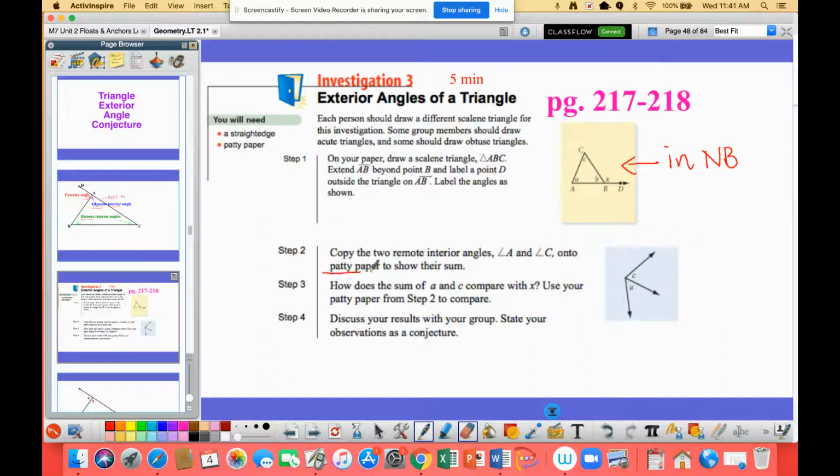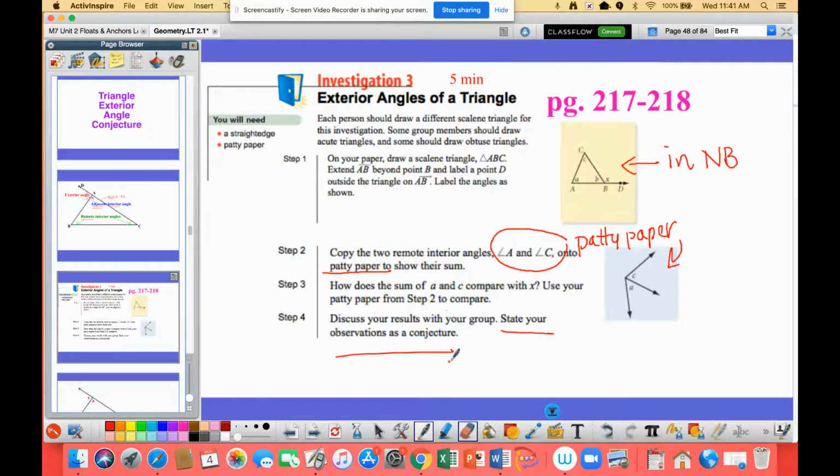Then you're going to copy the two remote interior angles, angles A and C, on patty paper, similar to this right here. So you're going to copy them together to show their sum, and then you're going to compare angles A and C with angle X. You're going to take your patty paper and line it up on X and see what happens. And then step 4 is state your observations in a conjecture.